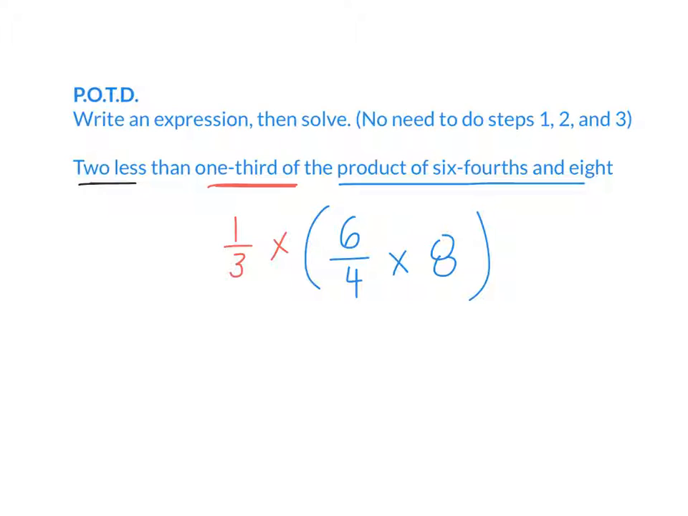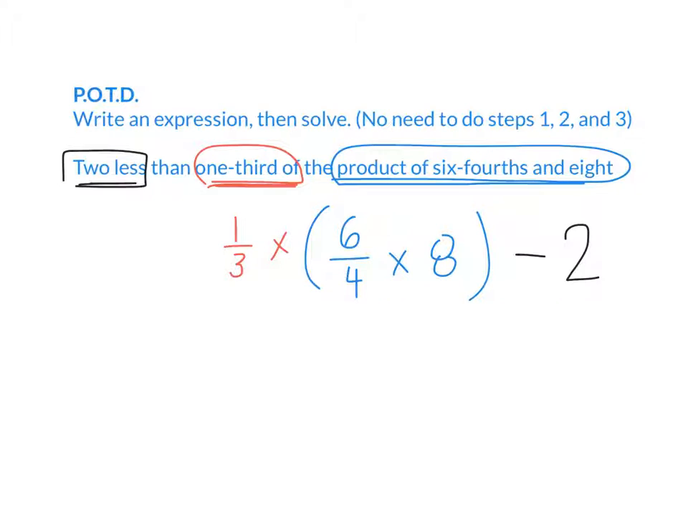Now, am I trying to find 1/3 of the product of 6/4 and 1/8? No, I'm trying to find 2 less than that. So how can I show that I'm finding 2 less than that? I have to subtract 2 at the end. Okay, so that would be your expression. And it's color coordinated. So the 2 less than is this black part. 1/3 is the red part. And the product of 6/4 and 1/8 is the blue part. Do you see how that works? Okay, so on your math test and in life, you need to be able to read these words and translate them into a math expression.